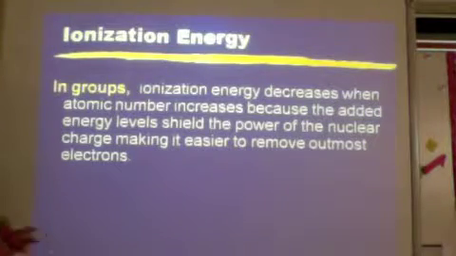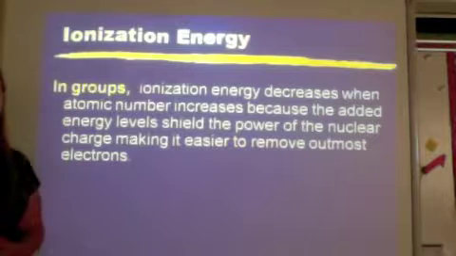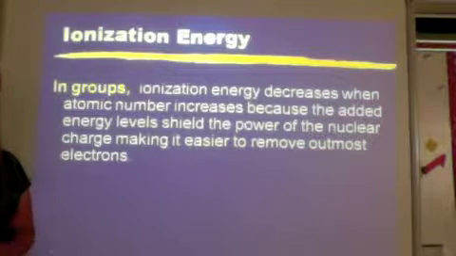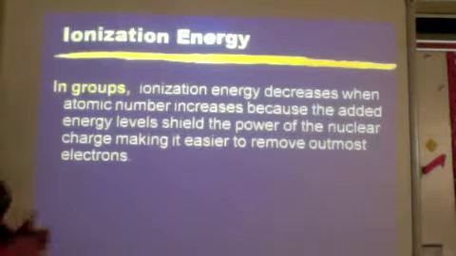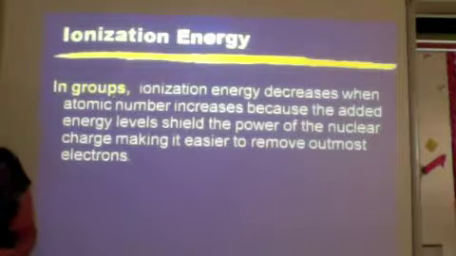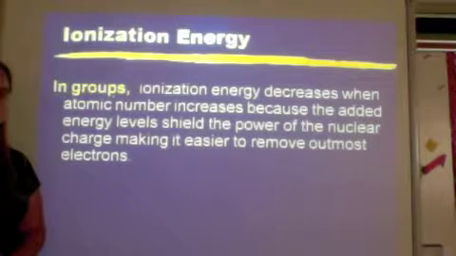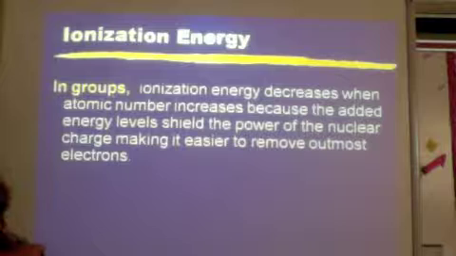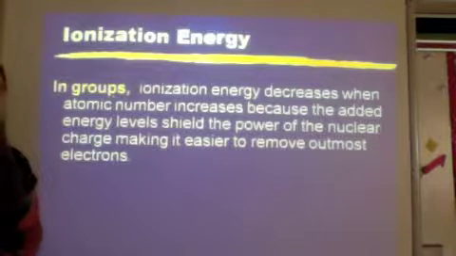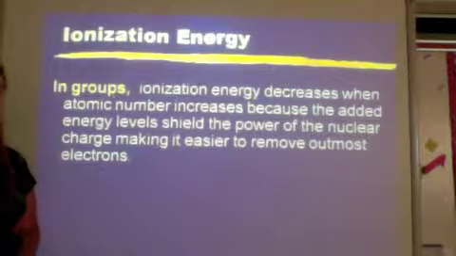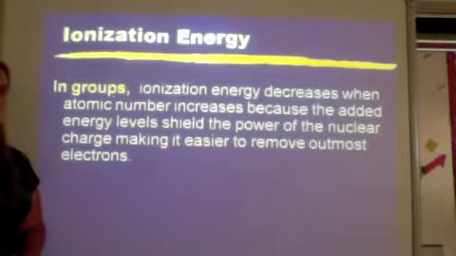So we just talked about the definition of ionization energy. Now you've got to be able to tell me what happens as you go down the group, because groups are your columns, and what happens as you go across the period, which is your row. Doing this, you should be able to tell me if it goes up or down, and then you should also be able to tell me why. Key thing there is why.